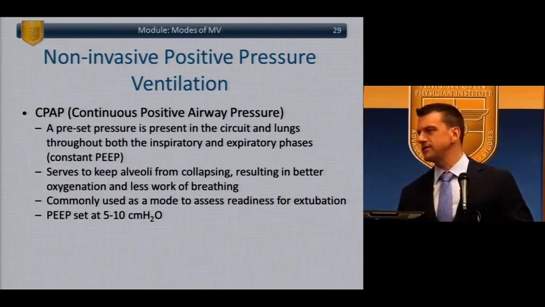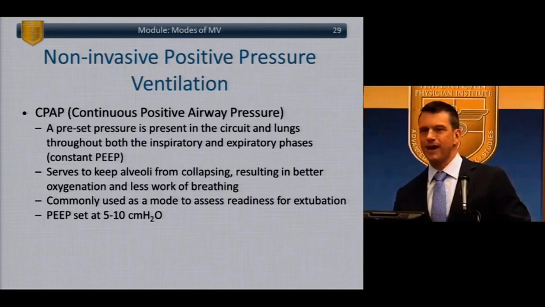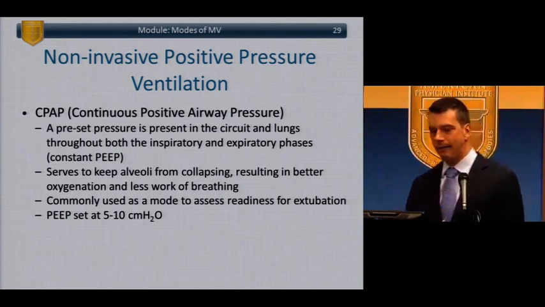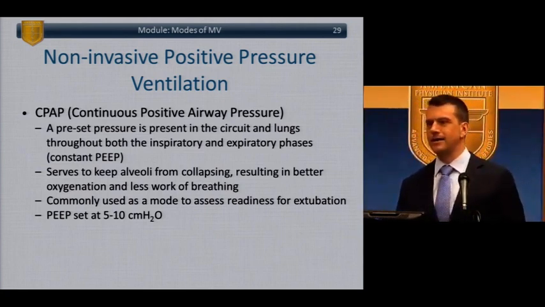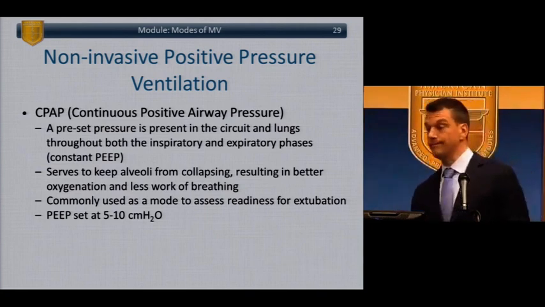We commonly use this as just a way to assess whether a patient's ready to ventilate, because this is basically providing minimal or no support, just enough support to overcome the resistance of the endotracheal tube. You can put them on this while they still have the tube and see how they do and determine if they're ready for that tube to come out. The PEEP can be set at 5 to 10, which is about enough for physiologic needs and to overcome the resistance to airflow caused by the narrowness and length of the endotracheal tube, to get it more normal.